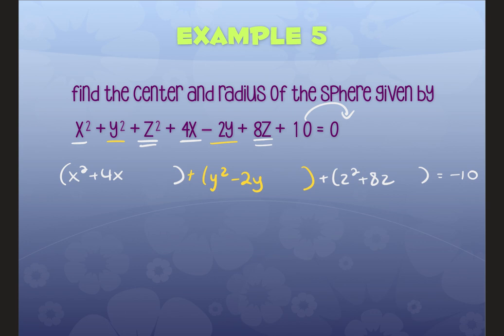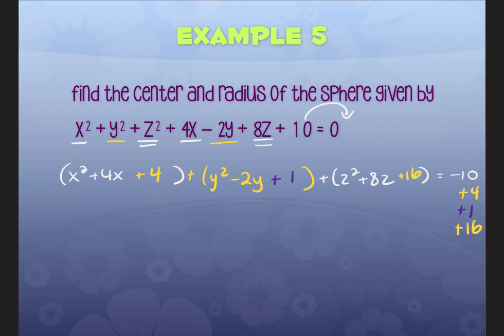And then we're going to take our second term. For the x, that's a 4, divide by 2. That's 2 squared, it's 4. We're going to add 4 here and add 4 here. We're going to take the negative 2. We ignore the sign because we're going to square it. 2 divided by 2 is 1. 1 squared is 1. We're going to add the 1 here and add the 1 here. And last but not least, take the 8, divide by 2, that's 4. 4 squared is 16. Add the 16 here and keep it balanced by adding it there.